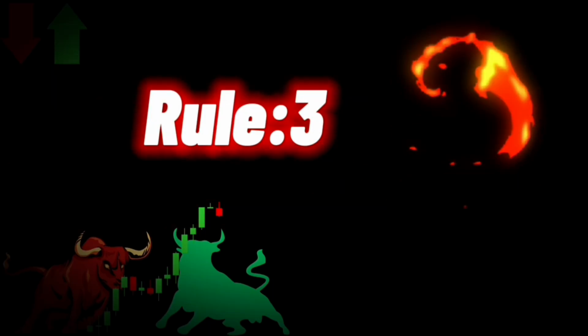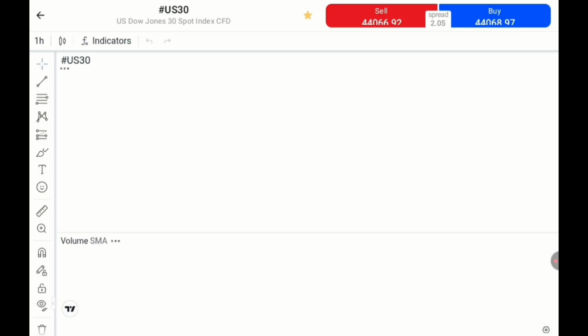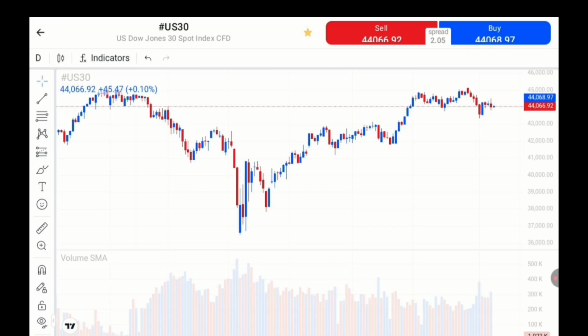And rule number 3, we buy at support and we sell at the resistance. Support occurs at a point where a downtrend is expected to pause due to a concentration of supply, and resistance occurs at a point where an uptrend is expected to pause due to a concentration of demand. If we're on the uptrend, we will be looking for buying opportunities at support, and in a downtrend we'll be looking for opportunities at the resistance level.